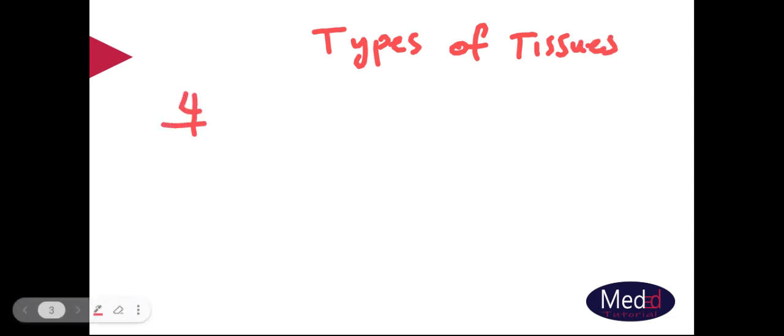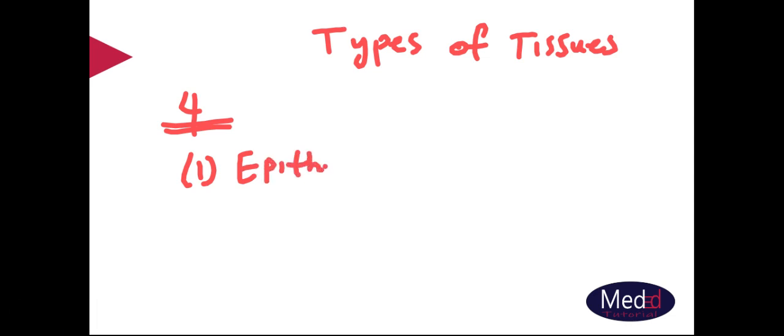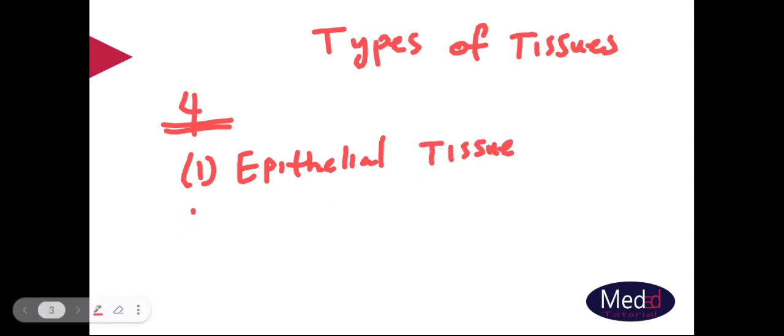So what are the types of tissue that we have in the body? Generally, there are four basic types of tissue that you need to know. All the tissues in the human body have been grouped collectively into four types. The first one is the epithelial tissue, which is the one we're going to be talking about in this video. That's the first type of tissue.